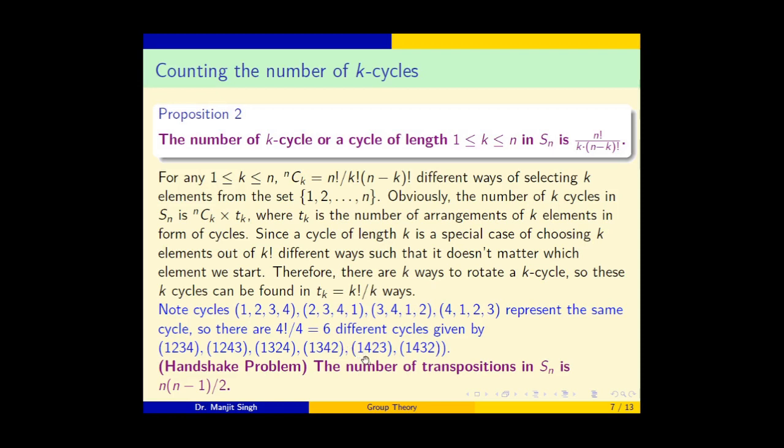This is the handshake problem. It means that the number of 2-cycles in Sn is n factorial upon 2 times (n minus 2) factorial. This is the handshake problem, which is a well-known problem.